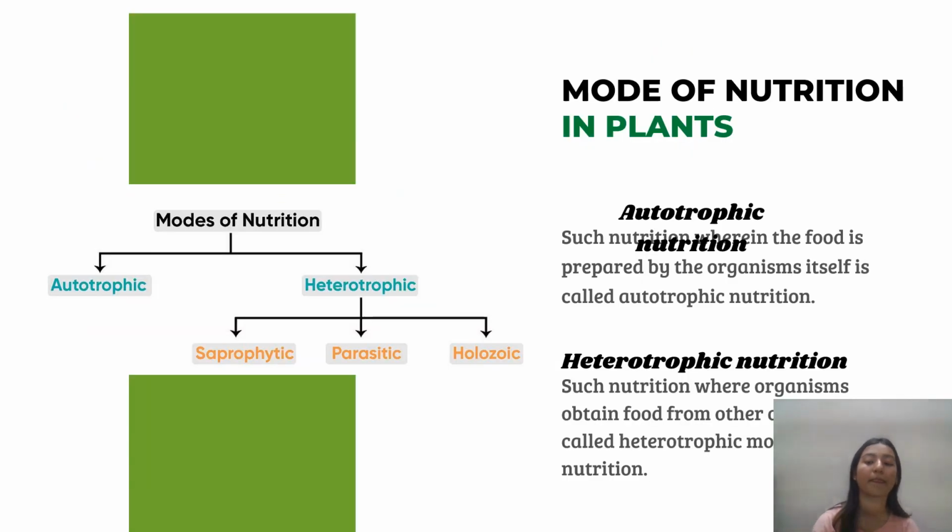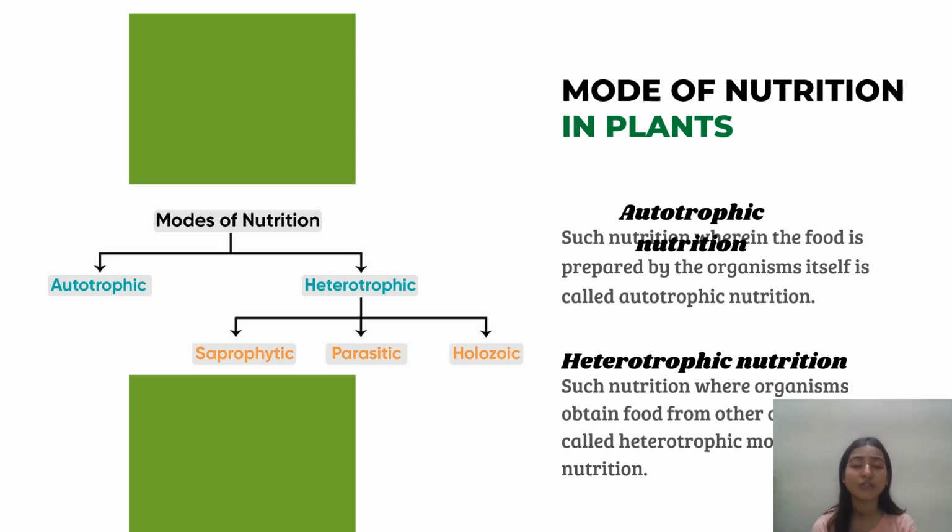Based on different modes of nutrition, it can be divided into two major parts, autotrophic nutrition and heterotrophic nutrition. So first, let's talk about heterotrophic nutrition. Heterotrophic is combined of two different words, hetero and tropho. Here, hetero means others and tropho means nutrients. Same when we talk about autotrophic. So auto means self and tropho means nutrients.